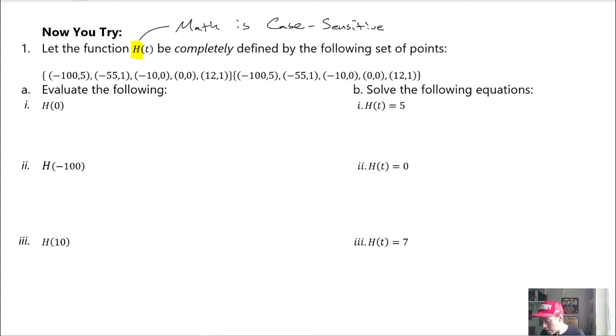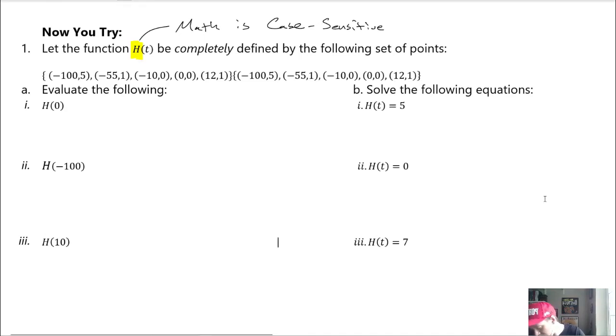We want to go into looking at the set of points and then evaluating some expressions and then solving some equations. Let's look at how capital H of t is defined. It's defined as the set of points: negative 100, comma 5, the first point. The second point is negative 55, comma 1. The third point is negative 10, comma 0. The fourth point is 0, comma 0. The fifth point is 12, comma 1.